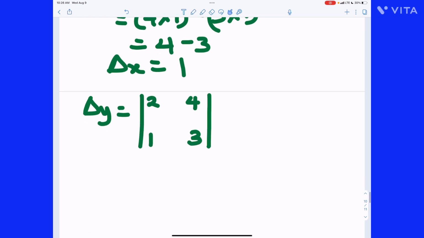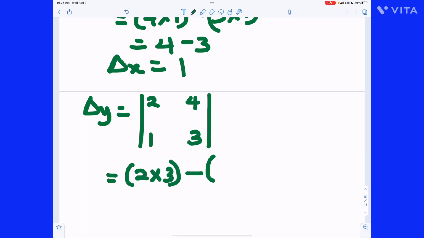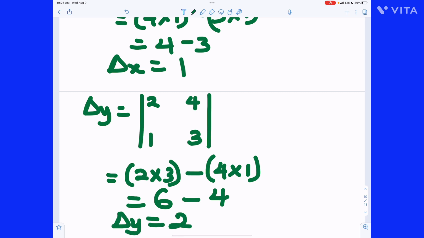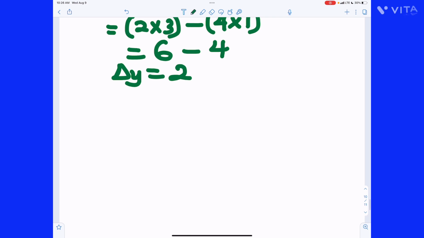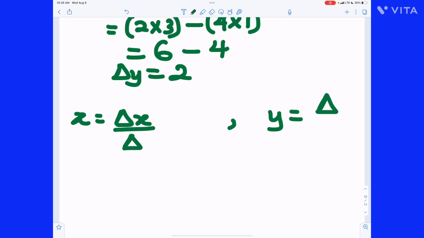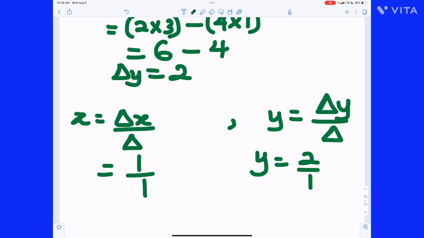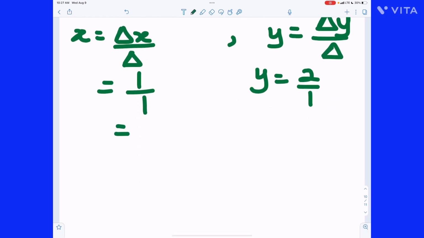Now to evaluate this determinant, what do I get? I'll get 2 times 3 minus 4 times 1. 2 times 3 is 6. 4 times 1 is 4. So delta y is 2. So after getting delta y and delta x, my x is delta x over delta, and my y is delta y over delta. So my x is 1 over 1, my y is 2 over 1. That gives you 1 for x, and y is 2.